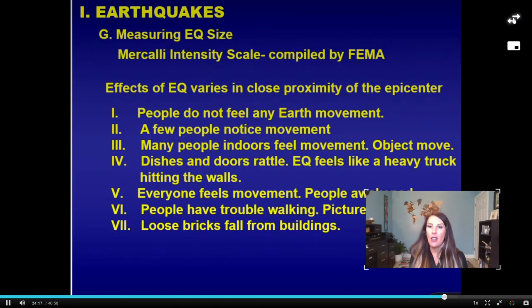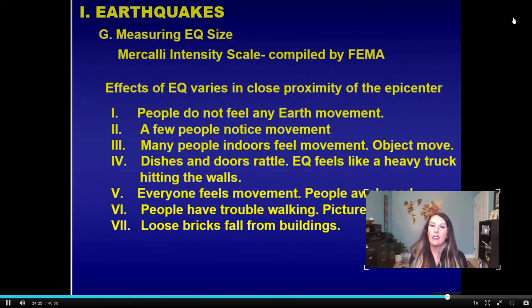And in addition to the Richter scale, there's something called the Mercalli intensity scale. And this is compiled by FEMA, the Federal Emergency Management Agency. And by no means do you have to memorize this or even write this down. I just want to make you aware of this so that you too can be a citizen scientist.